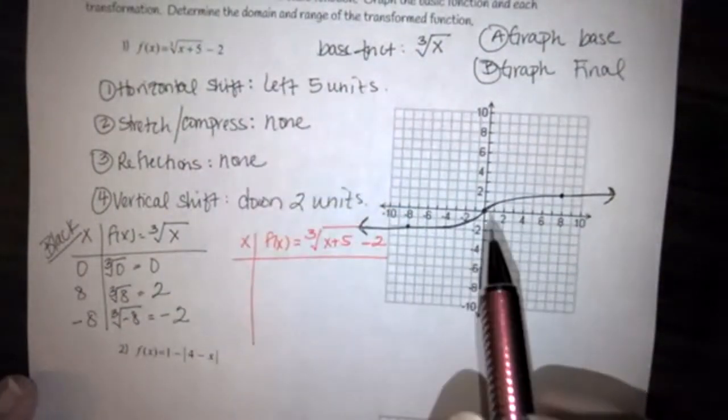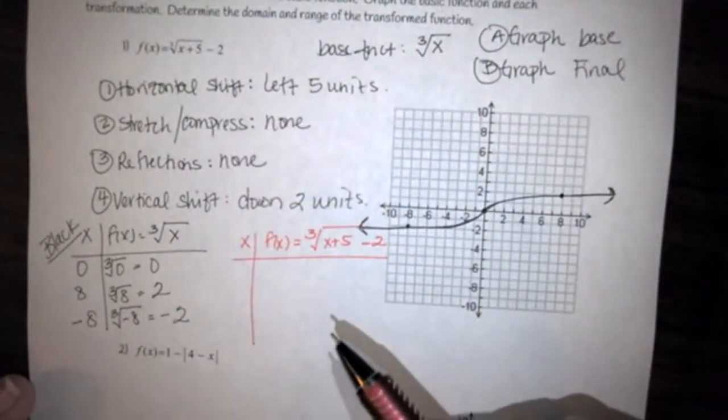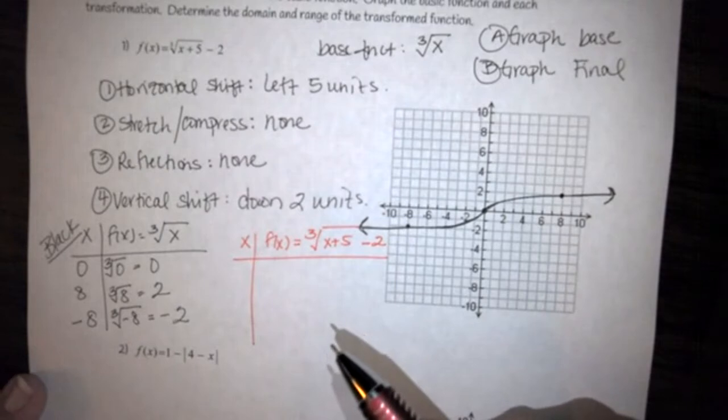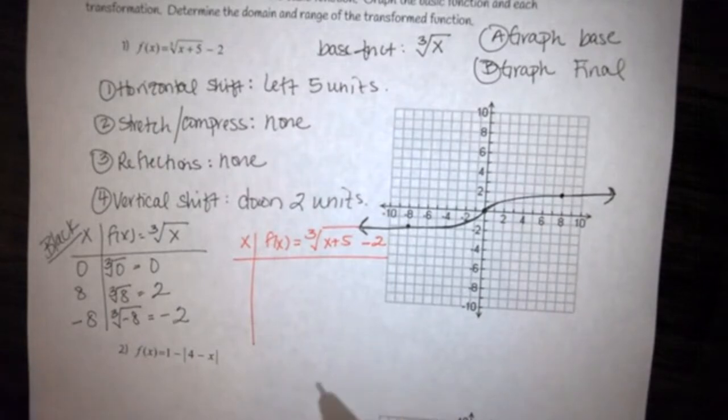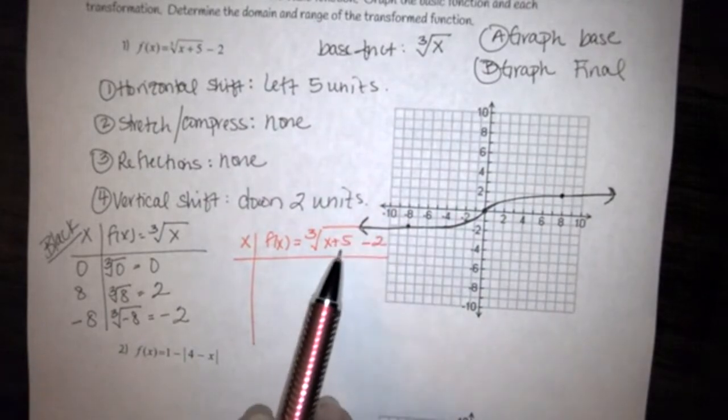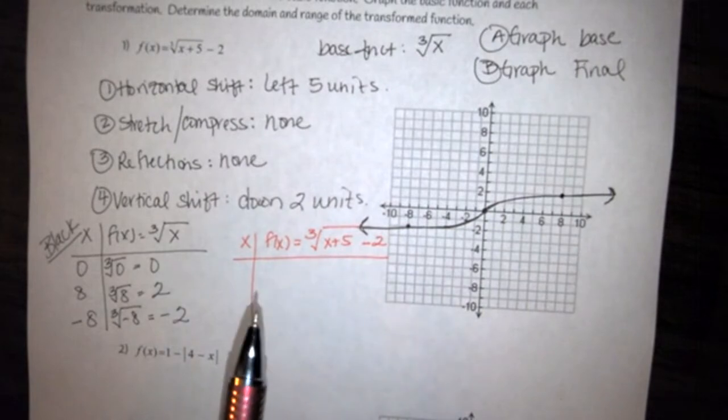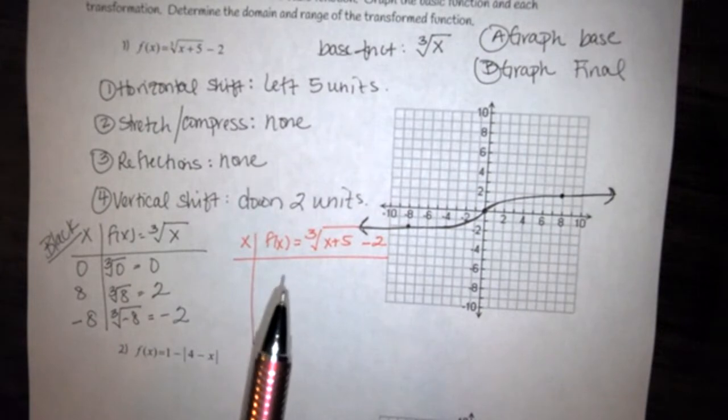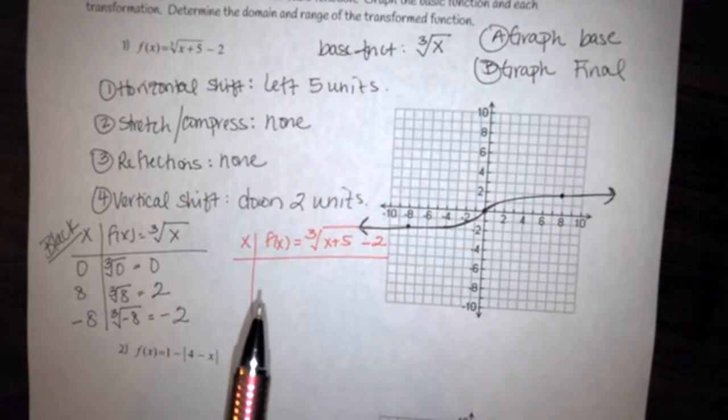So you want to be a little smart, okay? Because we are dealing with x plus 5 under this radical now. So we want to kind of use values that are going to help us out.